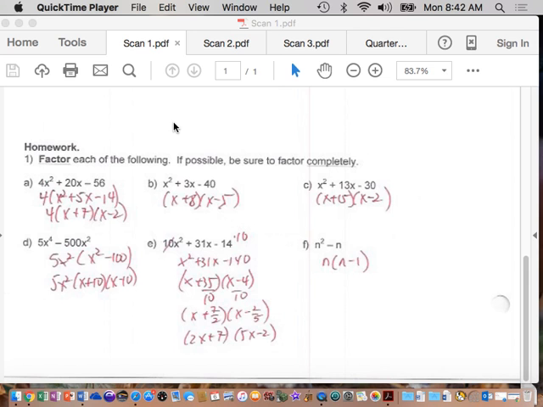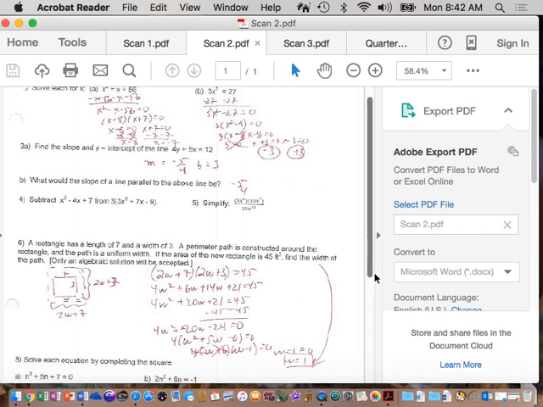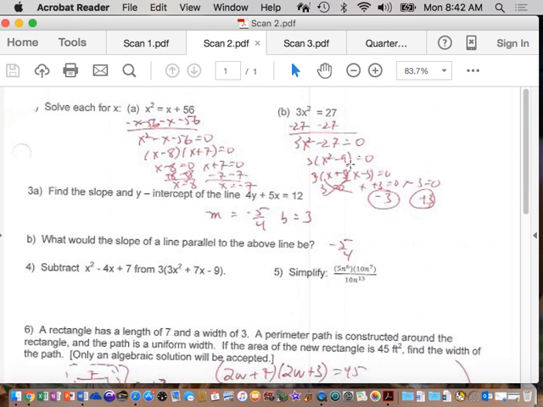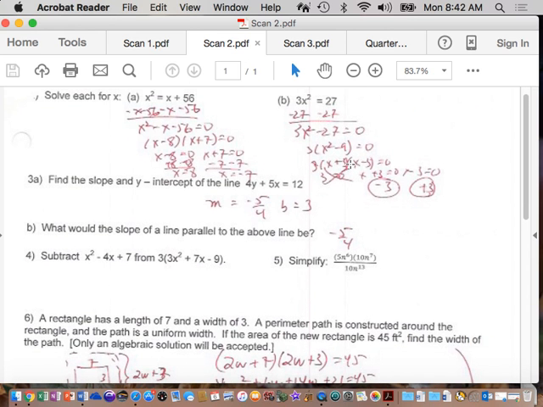Okay, any questions on any of these factorings? Okay, let's go to scan 2. A couple of quadratic equations for you to solve there. How are we looking?